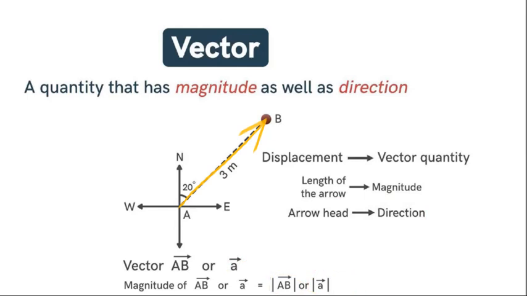Fine. Next, whenever you draw a vector, you depict the direction. You show the direction with the arrowhead. Clear? So the arrowhead shows the direction of the vector.